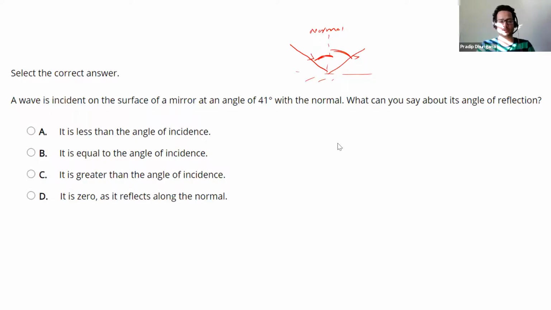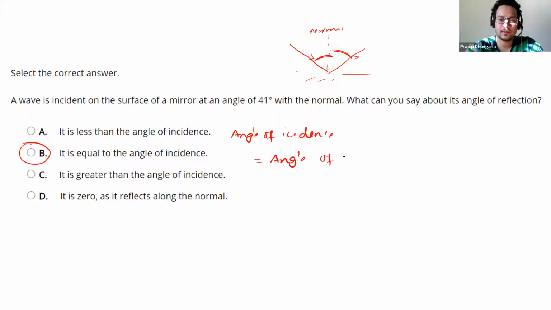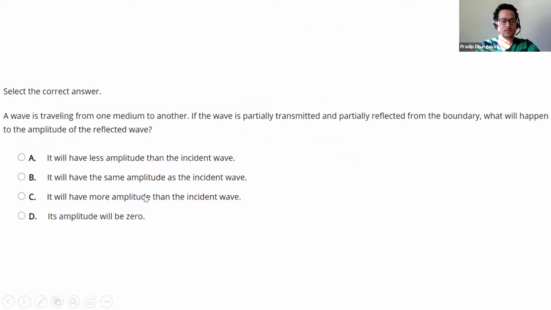Let me end the polling. Thank you very much, I really appreciate it. The correct choice for this problem is that it is equal to the angle of incidence. According to the law of reflection, the angle of incidence is always equal to the angle of reflection. Let's skip this question, okay?